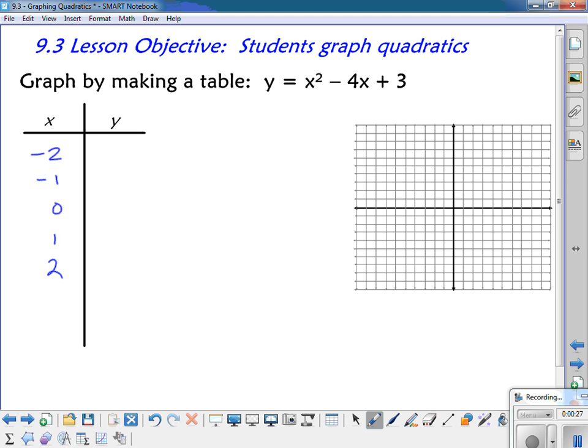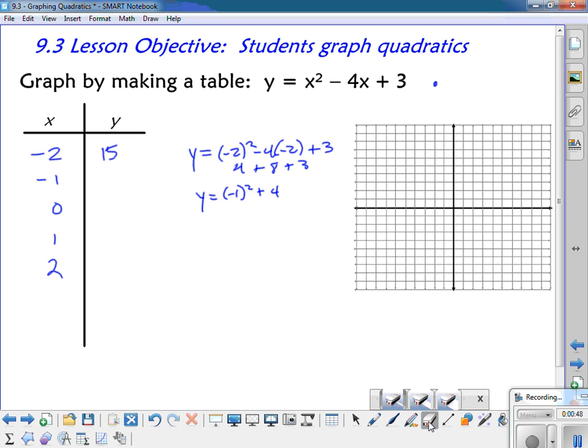If I plug in a -2, I get y equals -2 squared minus 4 times -2 plus 3. So that's 4 plus 8 plus 3. That comes out to 15. So already I'm way off my graph somewhere up here. If I plug in a -1, I get 1 plus 4 plus 3, so that comes out to 8.